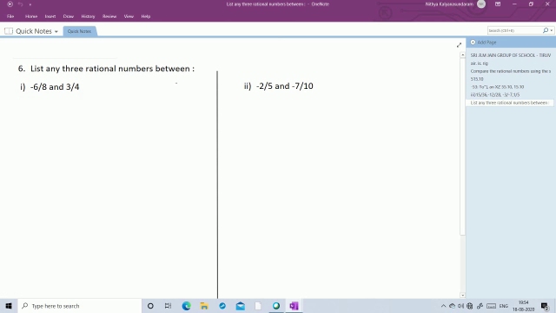Next question, list any 3 rational numbers between them. So here you want to find 3 rational numbers between, but the denominators are different. So take the LCM. The LCM of 6 and 8 is 24 ... the LCM of 8 and 4 is 8. So LCM is 8. Find it in your rough column.